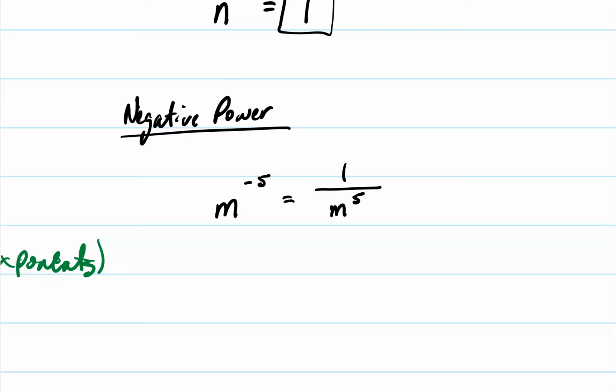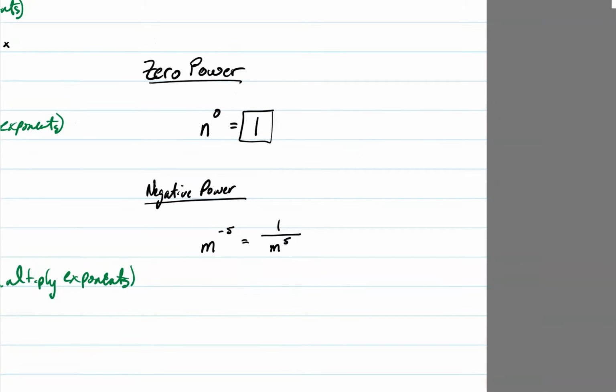So the zero power rule, as a summary, turns everything into 1. Maybe I'll say that it reduces to 1. And then for our negative power rule, I'm just going to make a note that it flips the fraction.